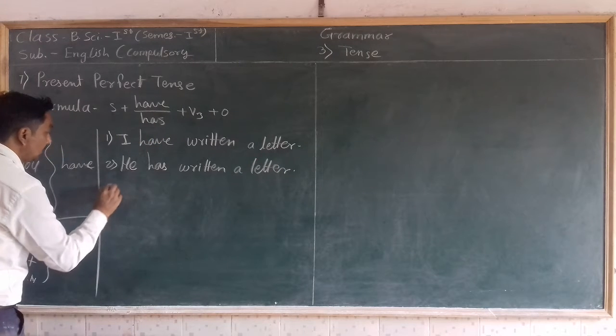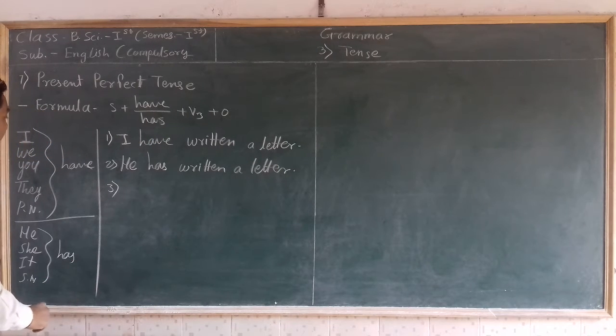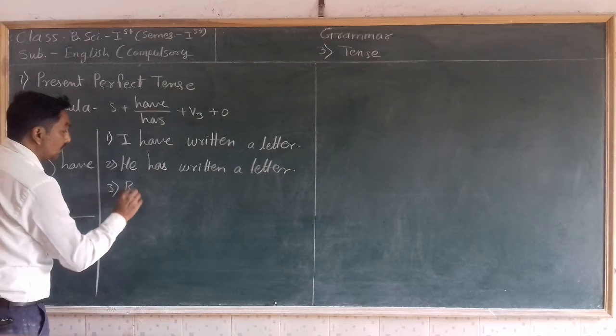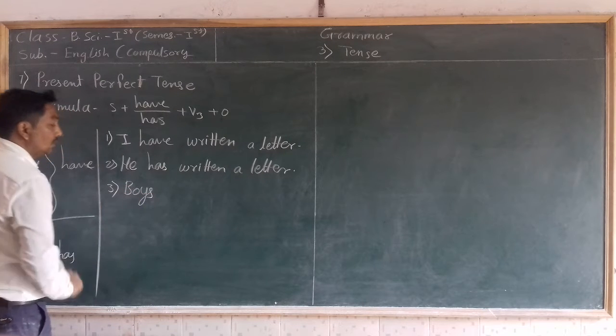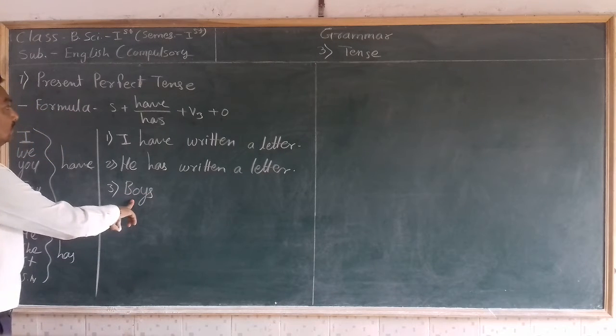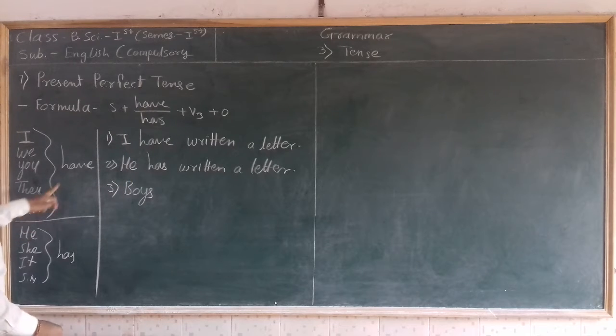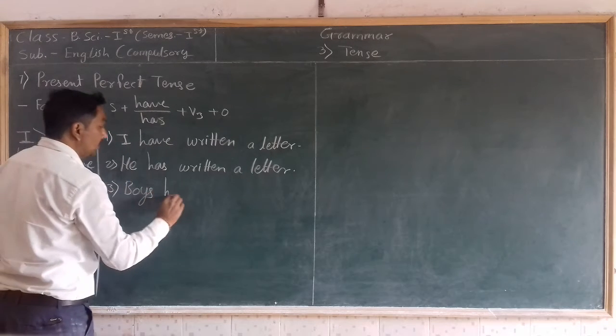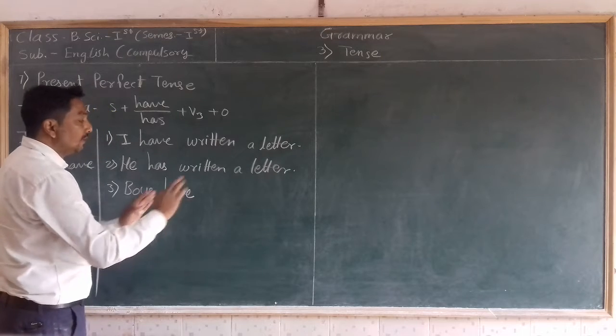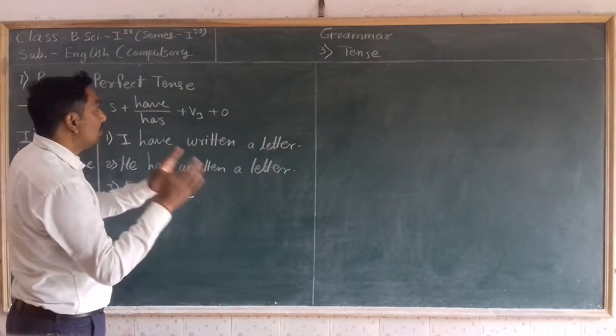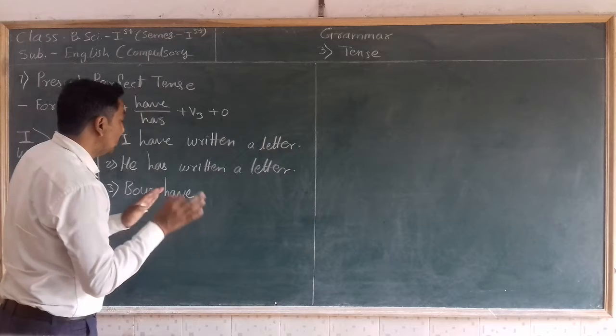Let's take another sentence. Suppose I will take a plural noun, boys. So after any plural noun, what can we take, have or has? After any plural noun, always take have in present perfect tense. Then any V3, third form of the verb or the past participle of the verb.